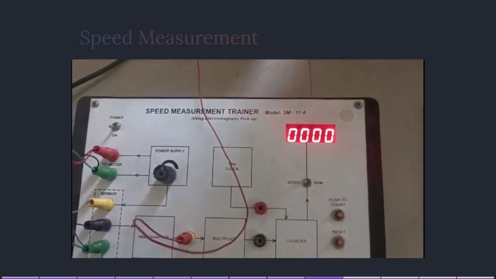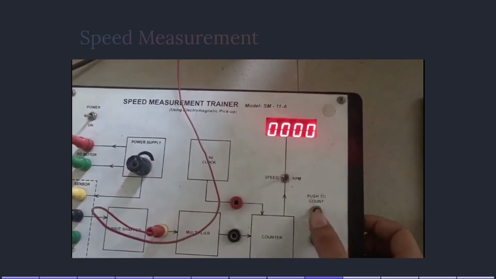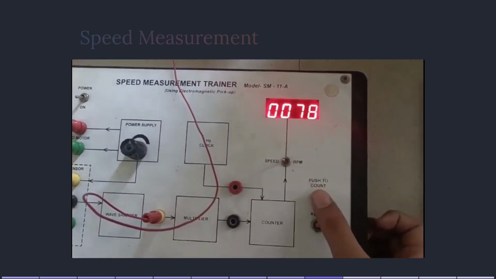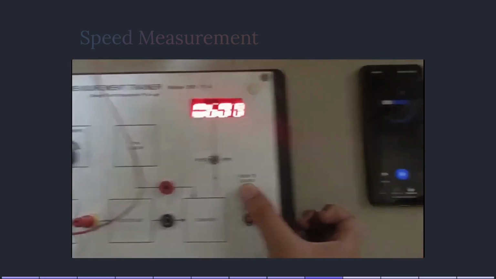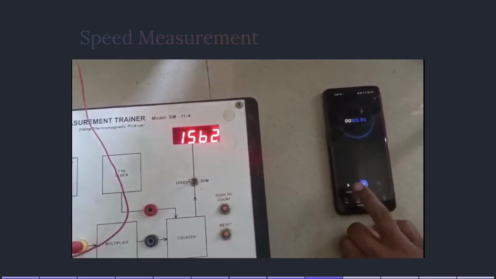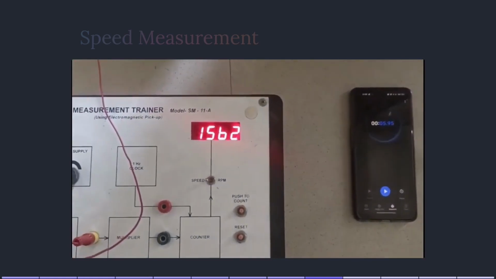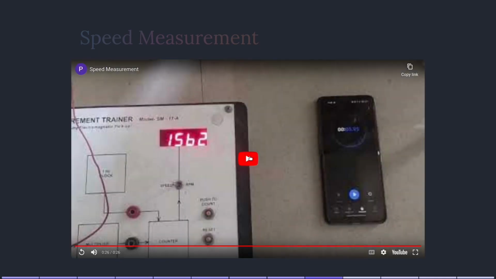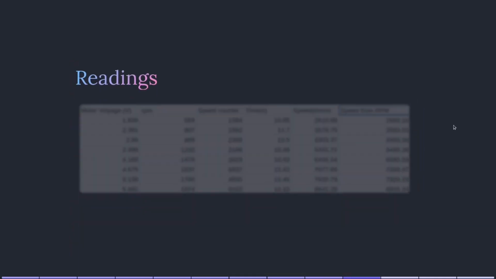Now to calculate the number of revolutions, we start the stopwatch. At the same time, we push the button push to count. Then we stop the stopwatch. At the same time, we release push to count and measure the rotations.